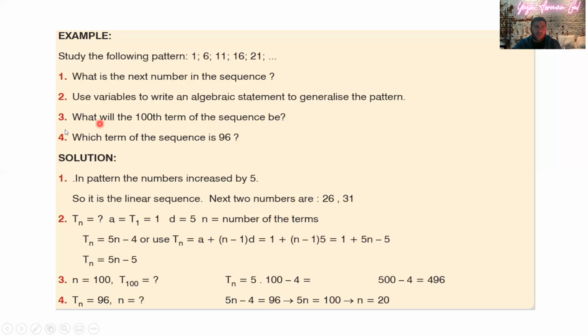Question 3 says, what will be the 100th term? Like the previous question with the 10th term, we said Tn equals what? Since it's increasing by 5, the final formula was 5n minus 4. Okay, that is wrong, I'm just going to rewrite it. When you work this out, it's not 5n minus 5, it's 5n minus 4: negative 5 plus 1 is negative 4. It says the 100th term, and n is the number of the term.